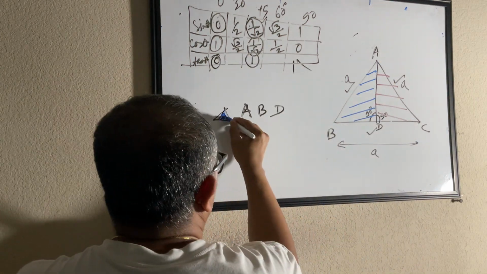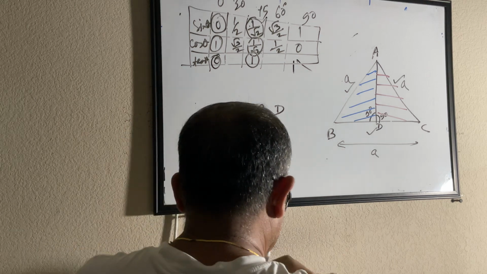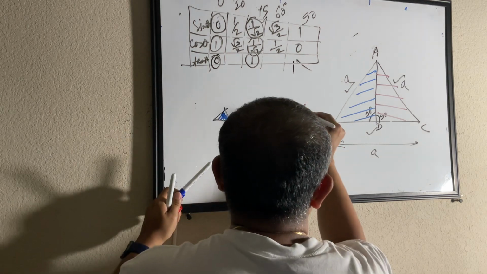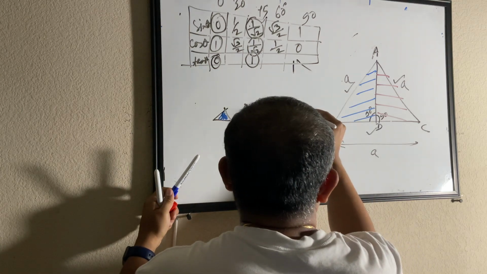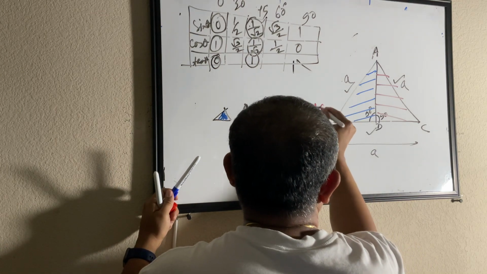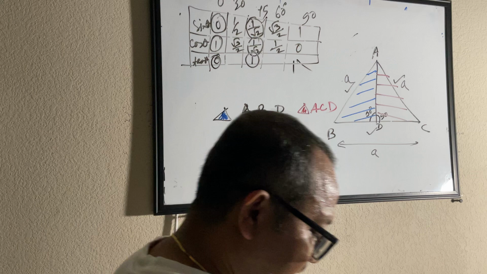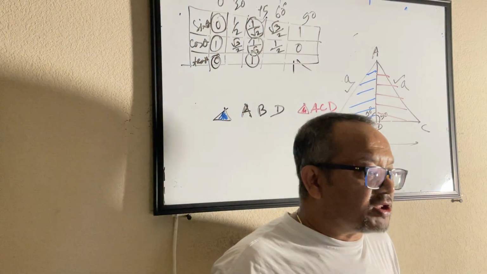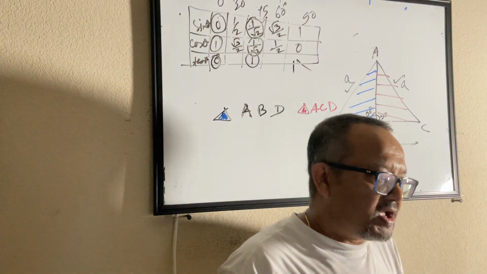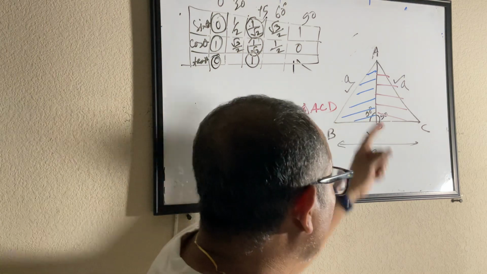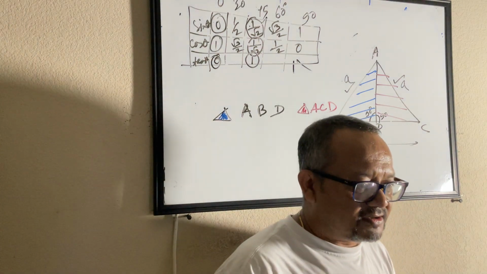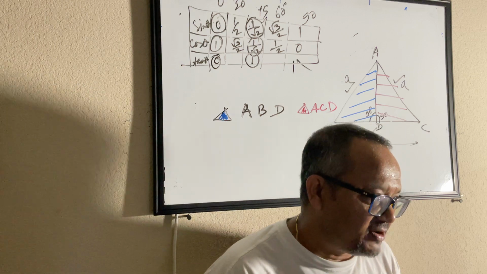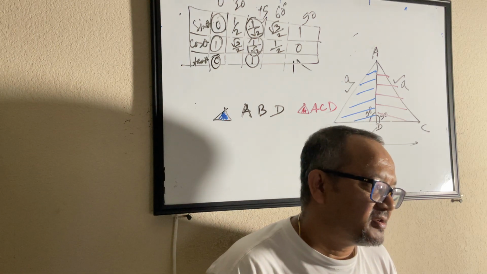So this is my blue triangle. And second triangle is ACD. This is the red one. Now I'm saying that both are congruent. The blue triangle and the red triangle are congruent. Can you guys believe it? Why?